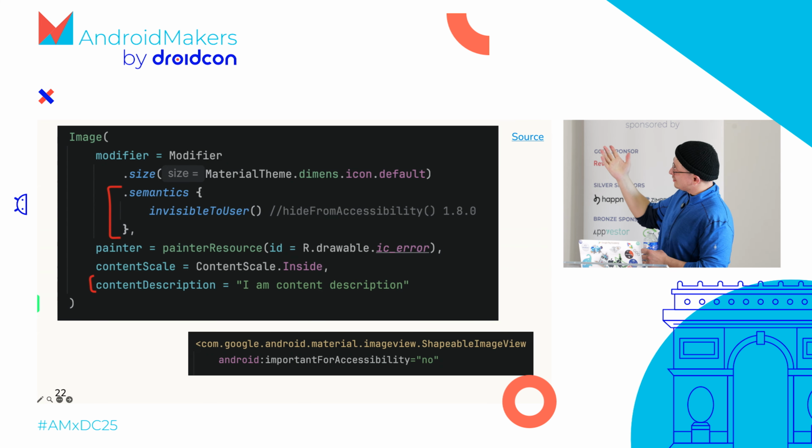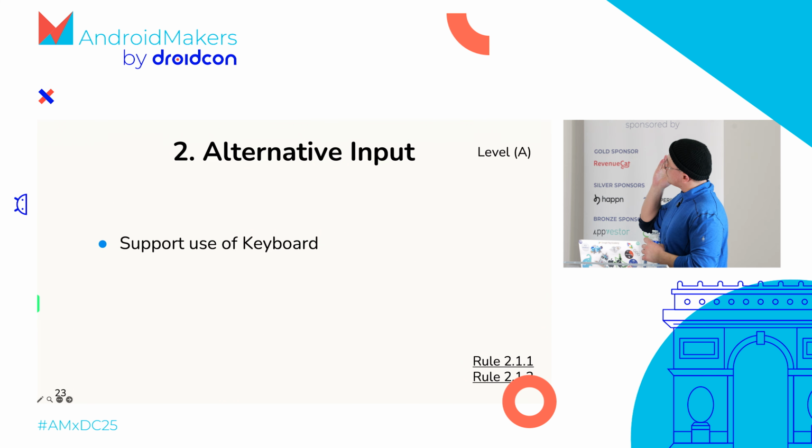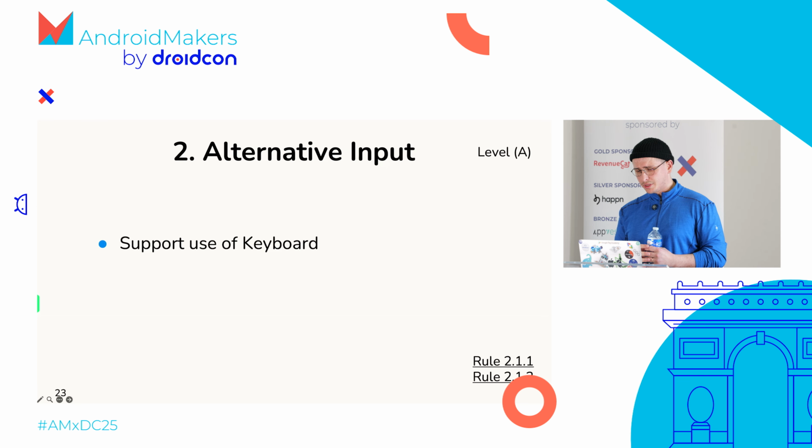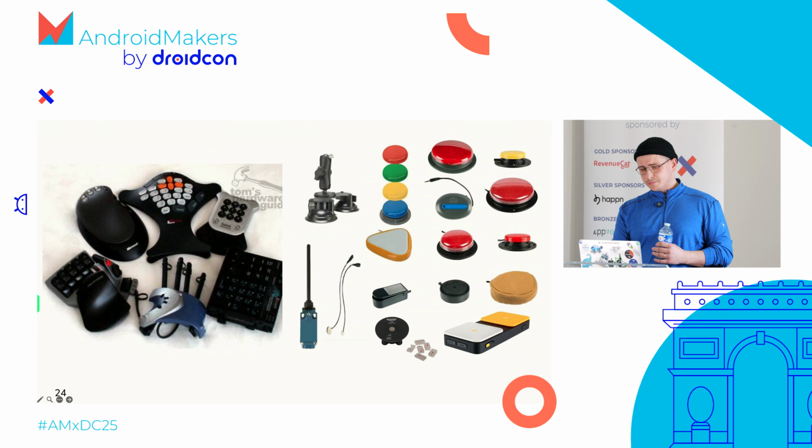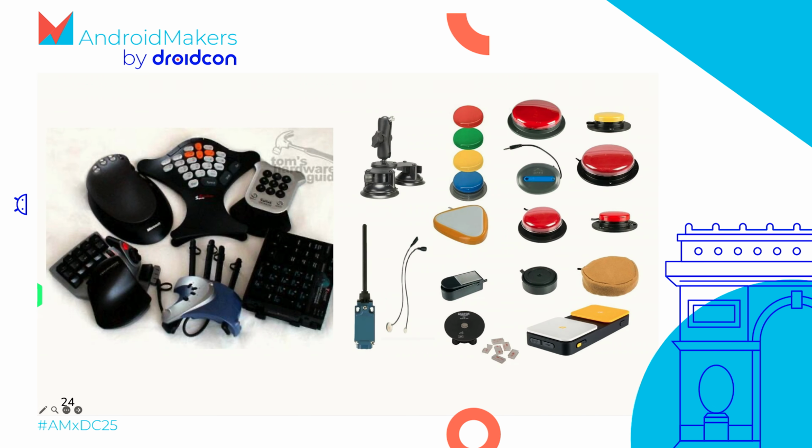Alternative input. The WCAG rule says you have to support the keyboard, but it's much more than the keyboard itself. And first, why would we have it? Many people may be suffering from weakness or extreme stiffness in their limbs and so many other different problems. And here's just an example of how many keyboards you can have. It's not an exhaustive list at all.